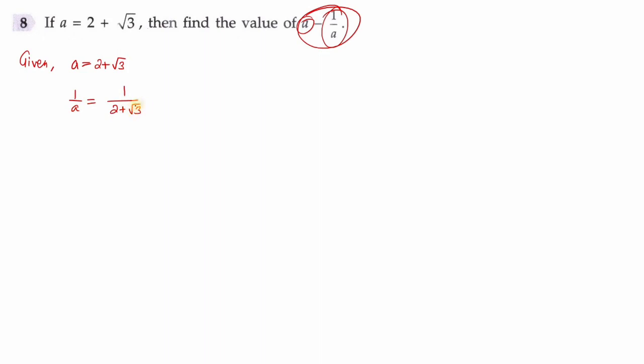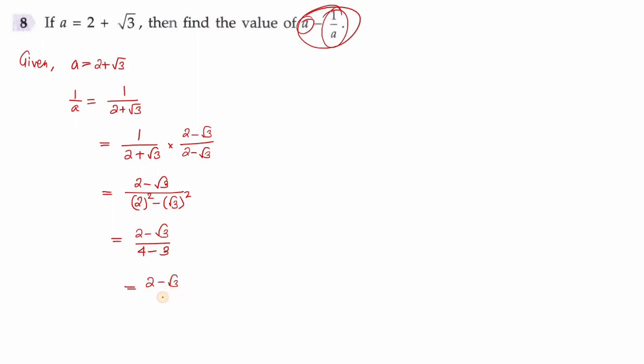Now we will rationalize the denominator. We have 1 by 2 plus root 3, so we will multiply by 2 minus root 3. Let's see what we get. 1 into 2 minus root 3 is 2 minus root 3. In the denominator, (a plus b) into (a minus b) is a square minus b square. So we have 2 minus root 3 by 2 square is 4 minus root 3 square is 3. So again we get 2 minus root 3 by 1. If you have 1 in the denominator, you need not write it. So we have 2 minus root 3.